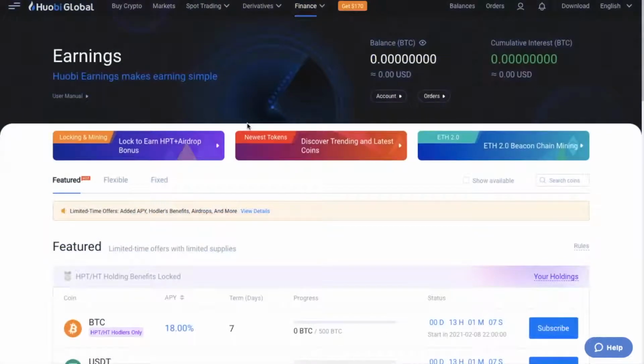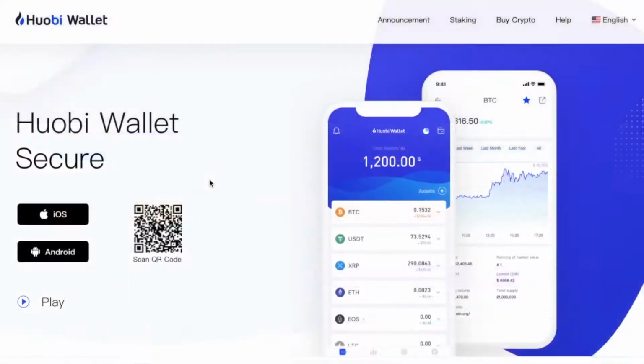which is remarkably similar to the likes of Binance Earn that I recently covered, giving you the options of fixed and flexible earnings on your crypto. Plus they even have their own Huobi wallet available for managing your crypto assets.